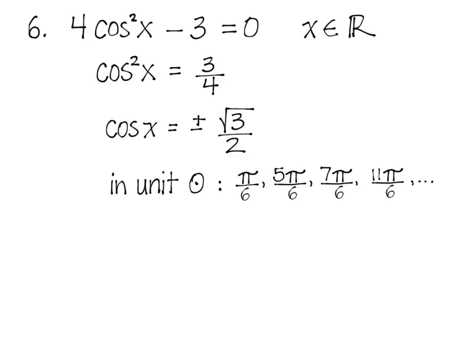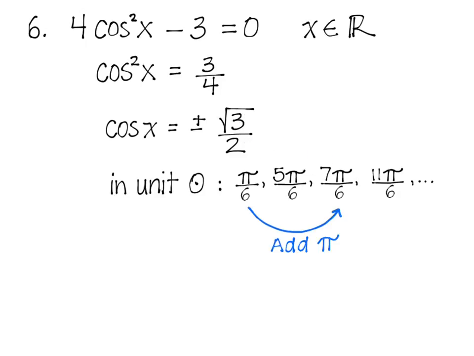And if we have cosine of x equaling negative root 3 over 2, that's when you're going to get 5 pi over 6. And the next place that it would be true is at 7 pi over 6, where the cosine would be negative root 3 over 2. And at 11 pi over 6, the cosine of 11 pi over 6 is positive root 3 over 2.